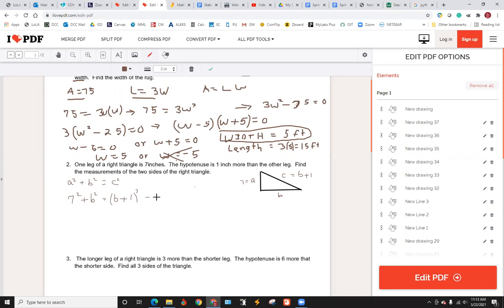All right. And so I'm just going to use the formula on that. That's b squared. 1 times b is b times 2, so that's 2b. And 1 squared is 1. All right, so that's how this looks. And then we're going to subtract b squared.